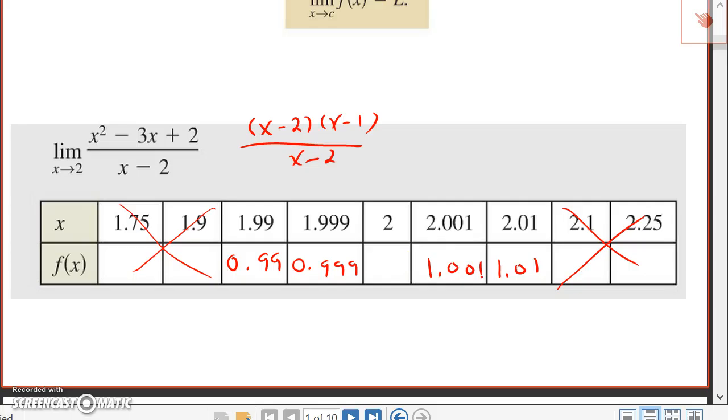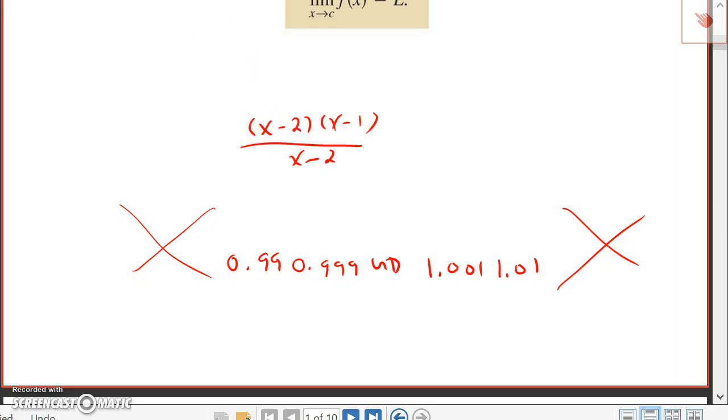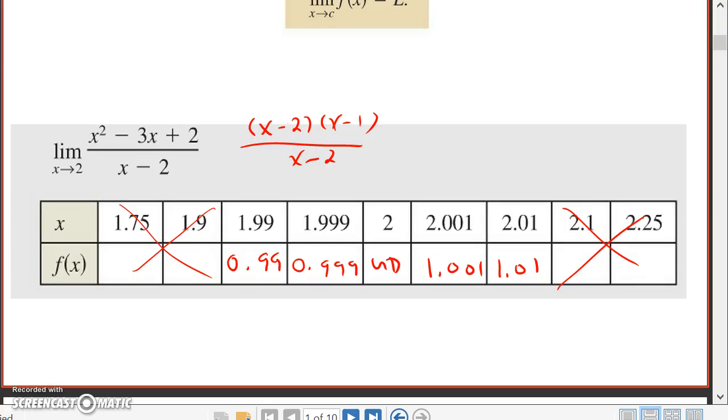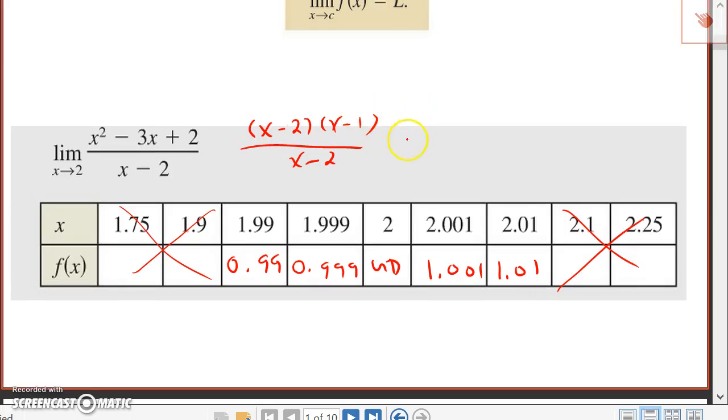As you can see, as we approach 2 on the x-axis from the left and from the right, we get closer and closer to 1. Now, this is undefined at 2, and that tells me again that we have a hole in this graph. But as x approaches 2, my limit is going to be equal to 1. So the limit of this as x approaches 2 would equal 1. That's what it gets closer and closer to.